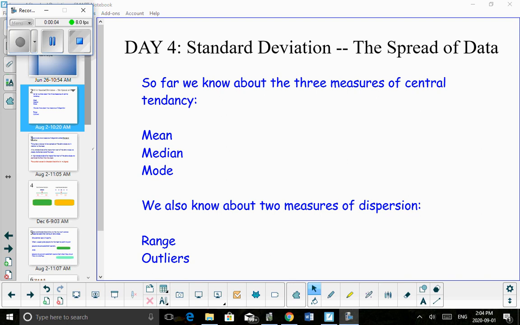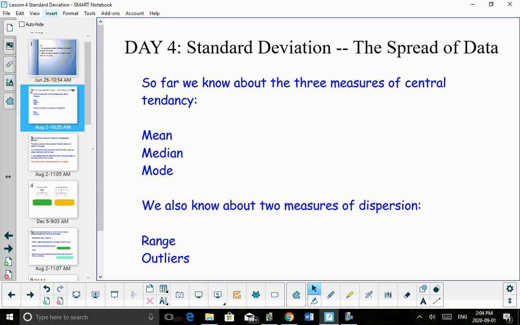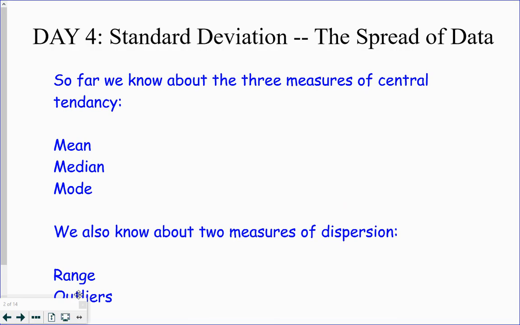Okay, guys, what we're going to talk about today is standard deviation and how we can calculate it using our calculator. So what standard deviation is, it's how spread out the data is from the central mean value. So yesterday we talked about the measures of central tendency. So that was the mean, the median, and the mode.